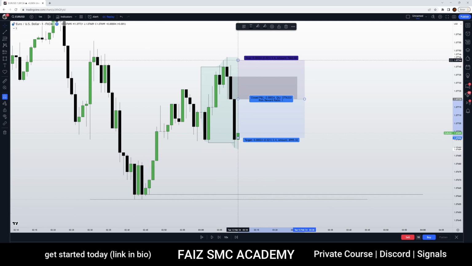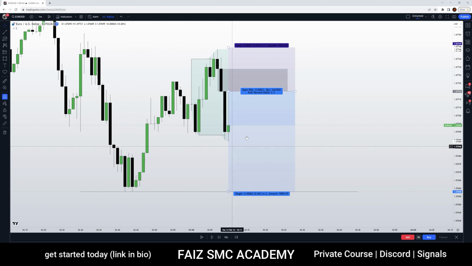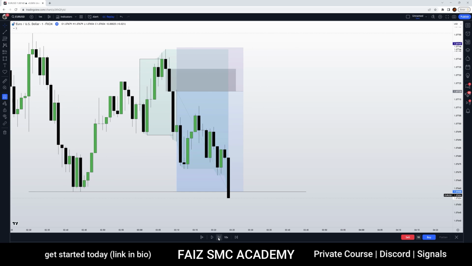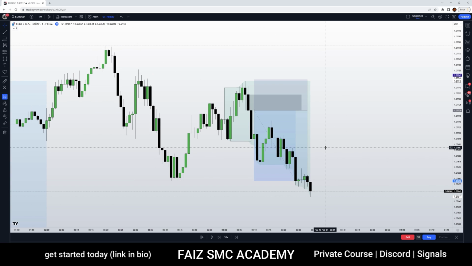I would put my stop right above this high, and I would take profit at this low here, giving me 2.3 RR. So if I play this through, you're gonna see that the take profit level was hit. Let's move on to another example.